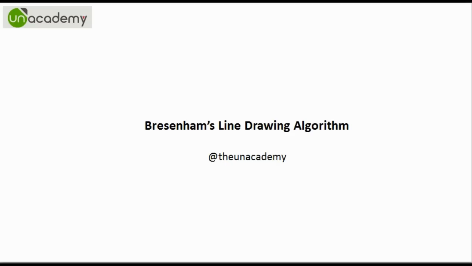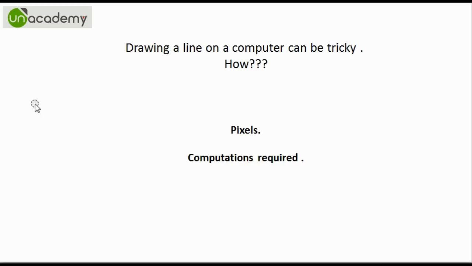My name is Mohit Gupta and in this video I will be talking about Bresenham's line drawing algorithm. So let us begin. Drawing a line on a computer can be tricky, not for us but for the computer. Why? Because a computer has to select the pixels that are the basic units of a computer screen. To draw the line, it has to select 2 points and then draw a line between them. Also, it has to compute a lot of parameters before drawing this line, so a lot of computations are required.